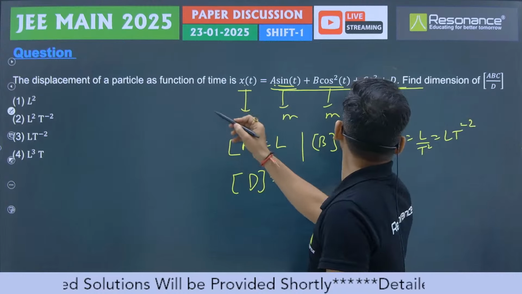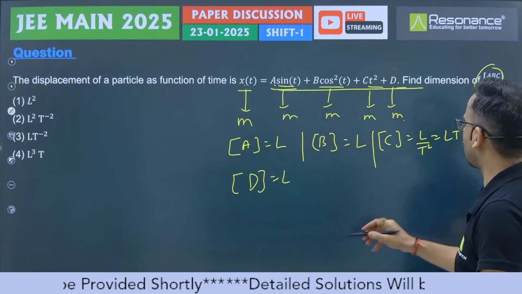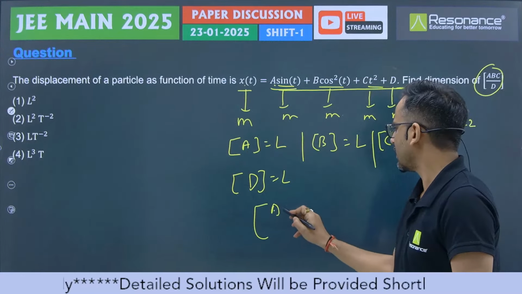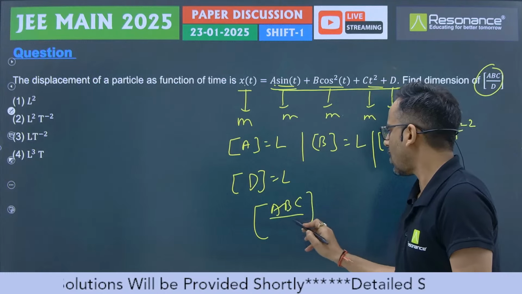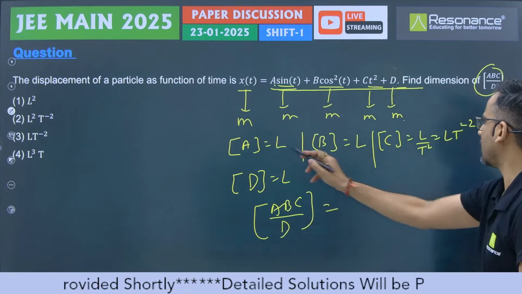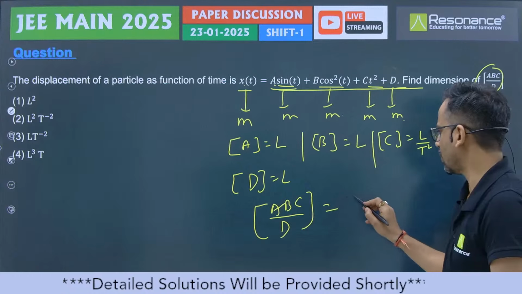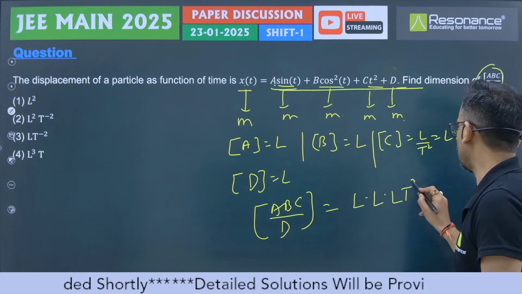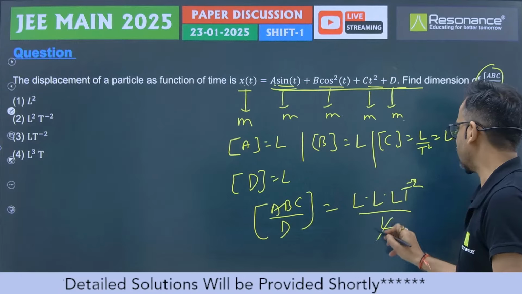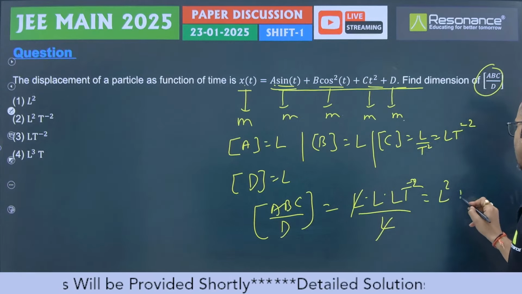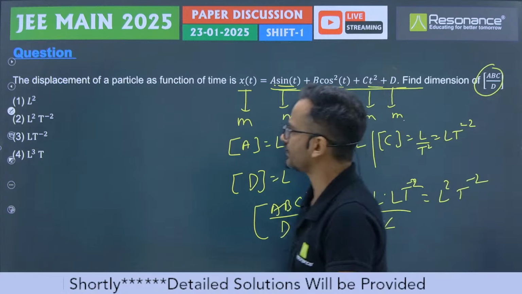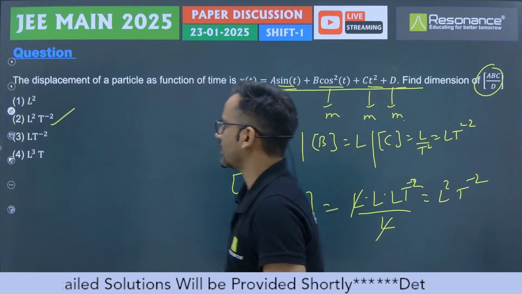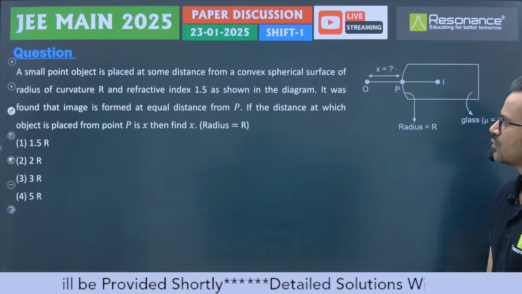Now we have to find the dimension of A, B, C upon D. So the dimension of A, B, C upon D will give you what? L into L into L t to the power minus 2 upon L, which is L square t to the power minus 2. So this is the correct answer. Okay. Moving to the next question.